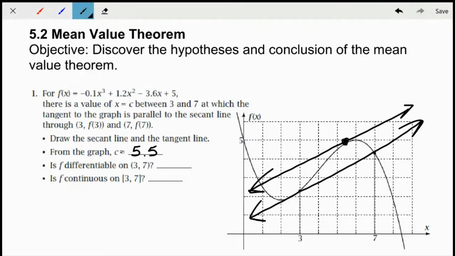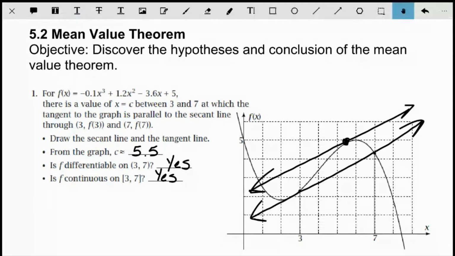And it says, is the function differentiable on the interval 3 to 7? Well, in this case, I would say yes, because it's a cubic function. It's differentiable everywhere. Is the function continuous on the closed interval 3 to 7? And that would also be yes, because, again, it's a polynomial, so we know it's going to be continuous everywhere. So that's sort of the idea of what I want you to do.